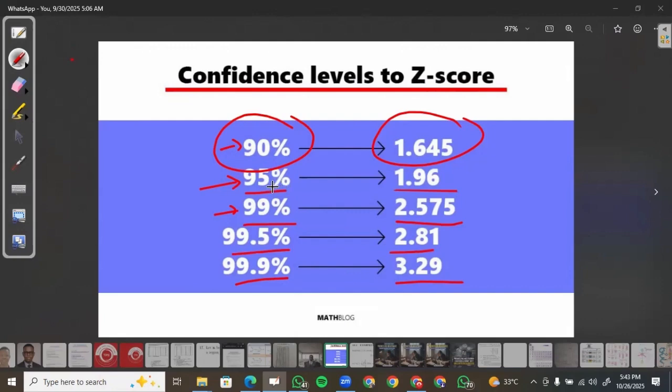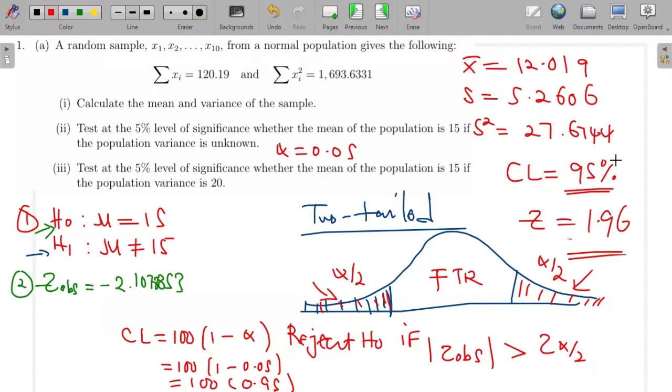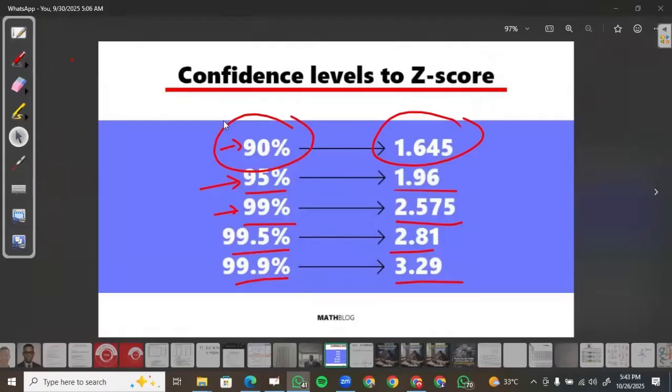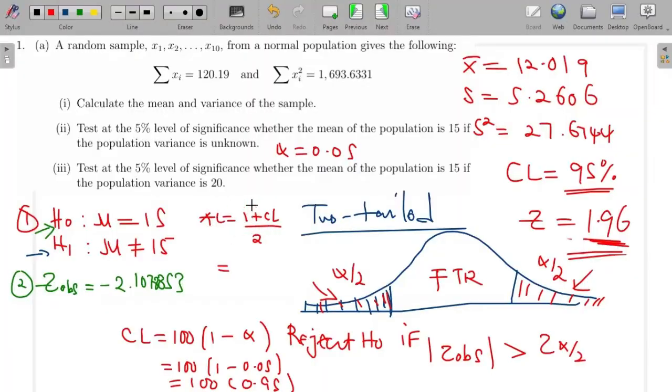So when you see a 95% confidence level, then it's 1.96. But you can actually calculate it using the confidence level. If you want to get the Z-score value there, 1.96, you can calculate the area to the left, which will be (1 plus the confidence level) divided by 2. That's the formula you can use to calculate those values I was showing you here.